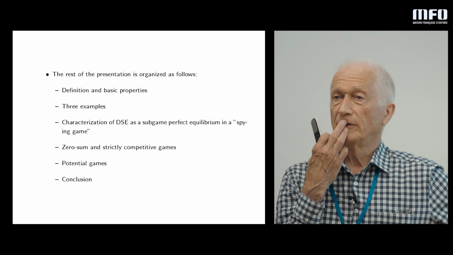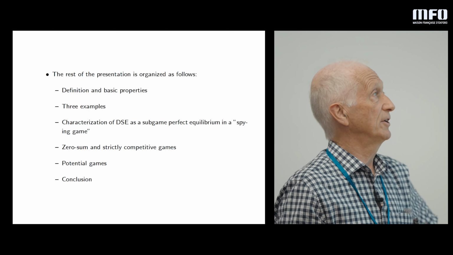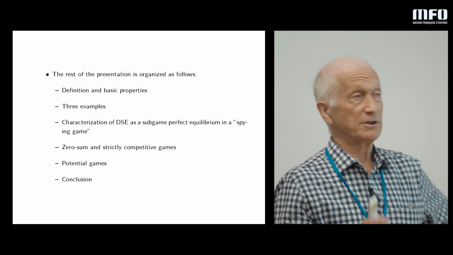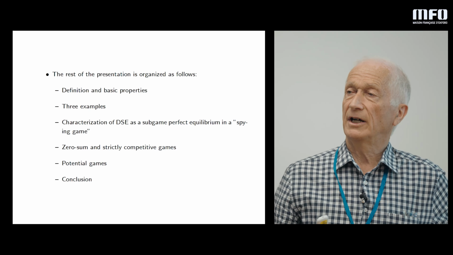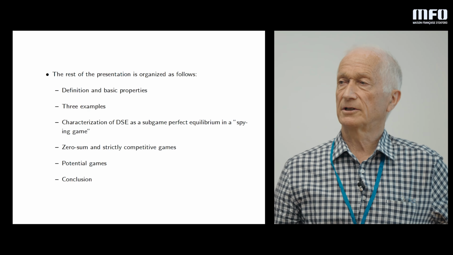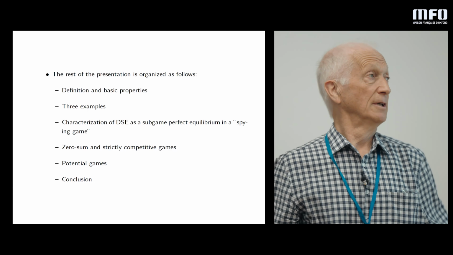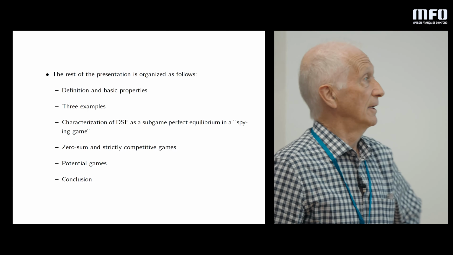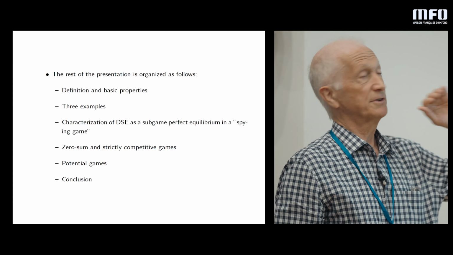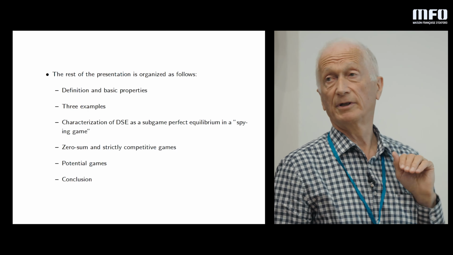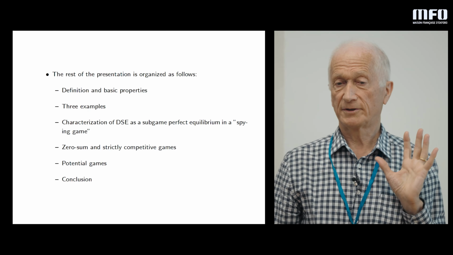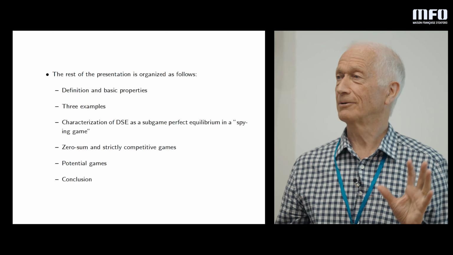Okay, so the rest of the talk, I will give you the definition and basic properties, some examples, then I will characterize this criterion for stability in terms of a two-stage game, which is like a spying scenario, where people can spy on each other, and apply the concept to zero-sum games, strictly competitive games, and potential games, and conclude. So that is the plan of the rest of the talk. Any questions so far?